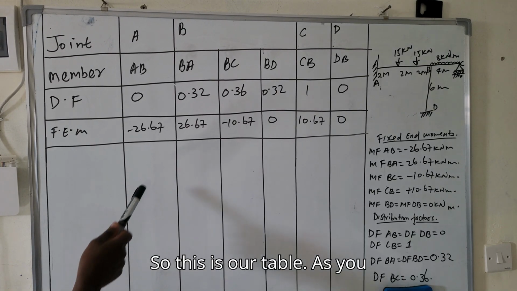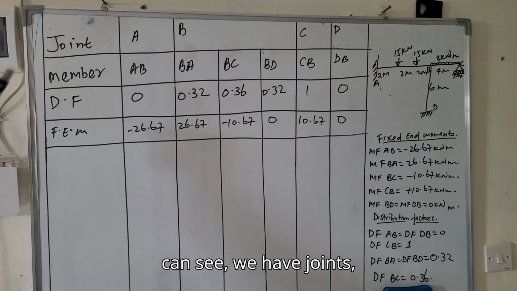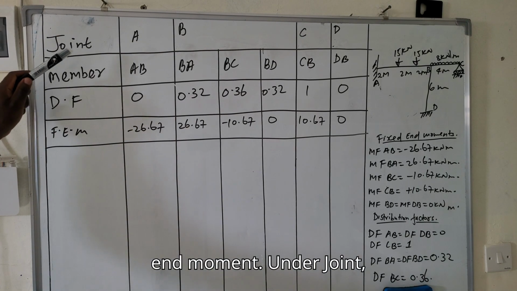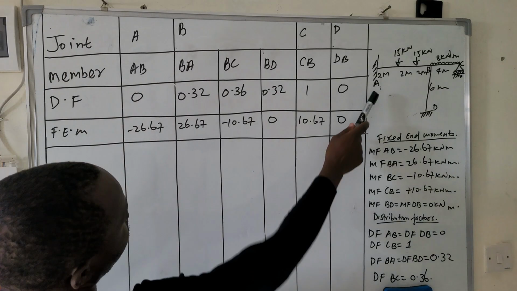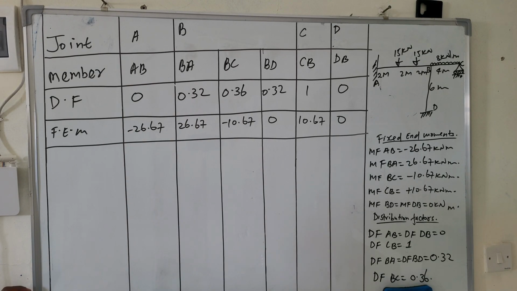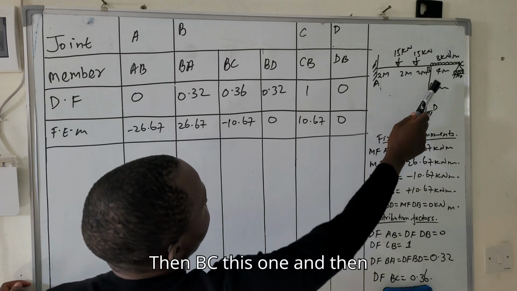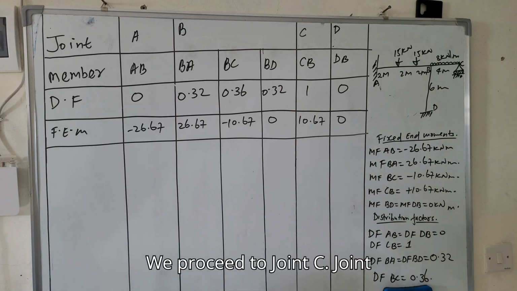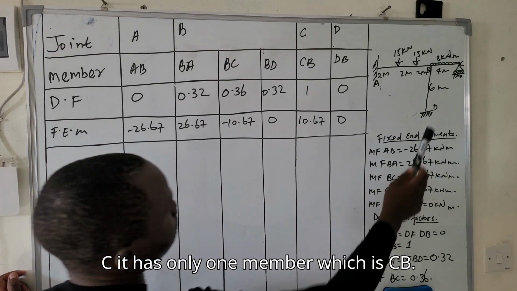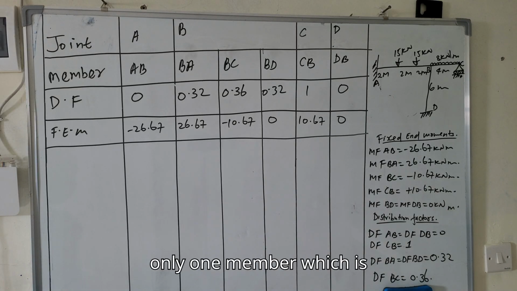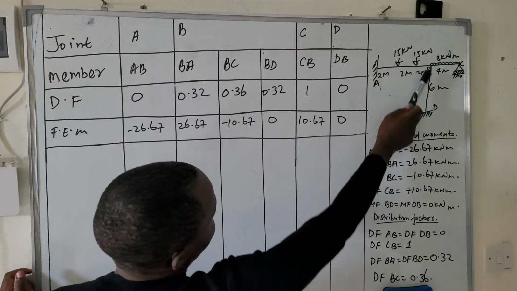So this is our table. As you can see, we have joints, member, distribution factor, and the fixed end moment. Under joint, we have joint A, which is this one. It has member AB. Then we proceed to joint B. It has member BA, then BC, and then BD. We proceed to joint C, which has only one member, CD. And joint D has only one member, which is member DB.